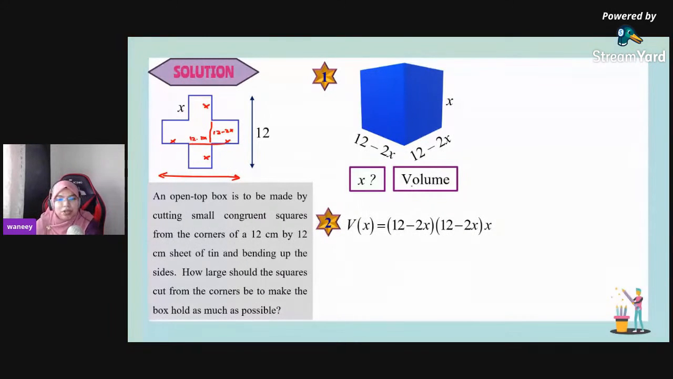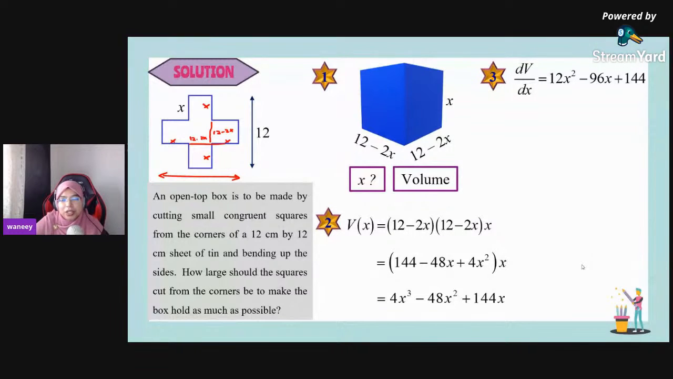Okay, so try to expand them. It will give you V(x) equal to 4x cubed minus 48x squared plus 144x. That means I can easily write everything in terms of x. Okay, so that is the second step. The third step, we're going to differentiate them and find out what the stationary points are.